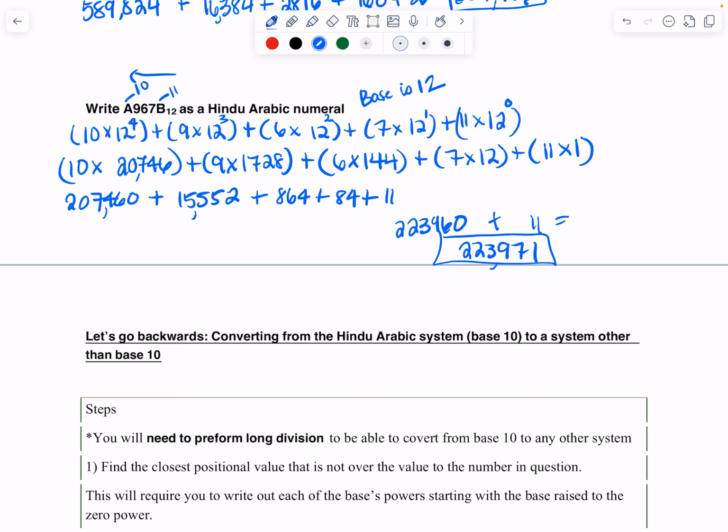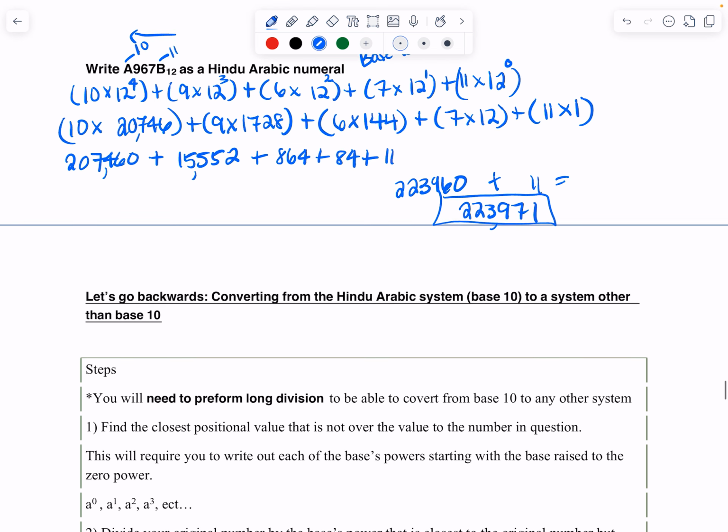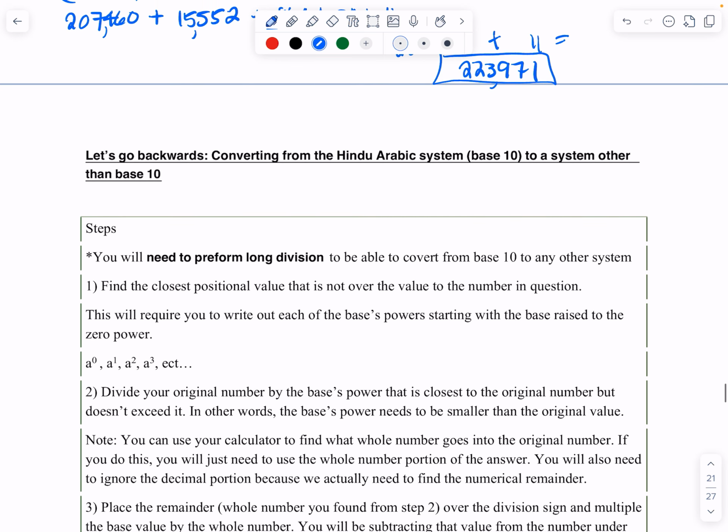Okay, so there you go. That's how we do changing any base to Hindu-Arabic. Now we're going to go backwards. So this is the next objective. We're going to convert from Hindu-Arabic base 10 to a system other than base 10.